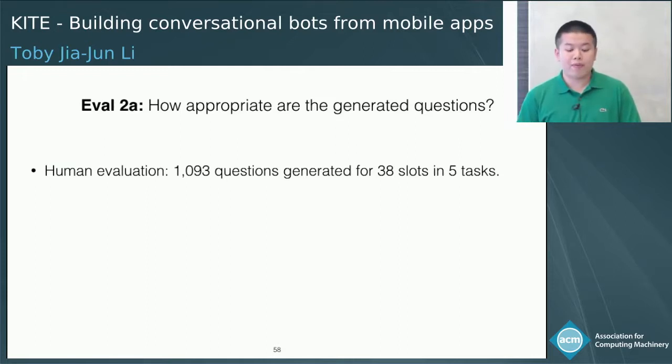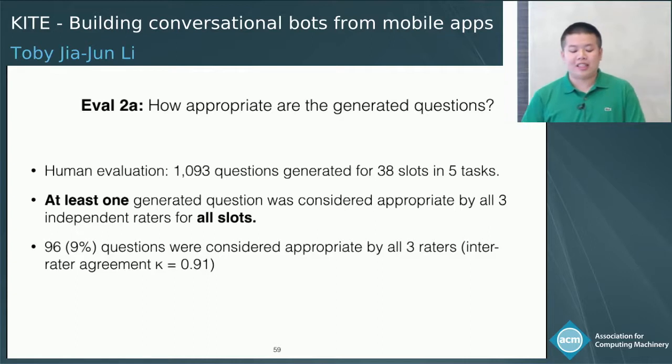We evaluated the appropriateness of generated questions. We used 3 independent readers to evaluate whether each question is appropriate. All slots in our test sets have at least one question that was considered appropriate by all readers. This is a more important metric than the really low precisions of the questions, because in a dialogue management system, each slot would only need at least one good question. So we generate much more than we need, and we expect the bot developer to choose the best question for each slot in the web tool.